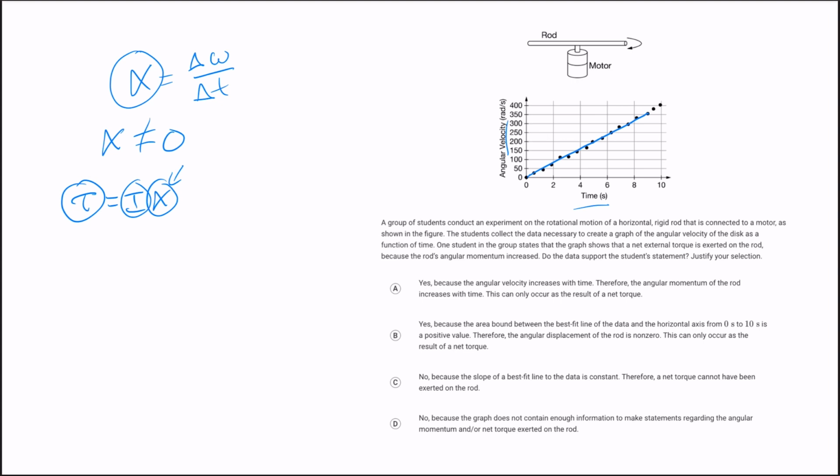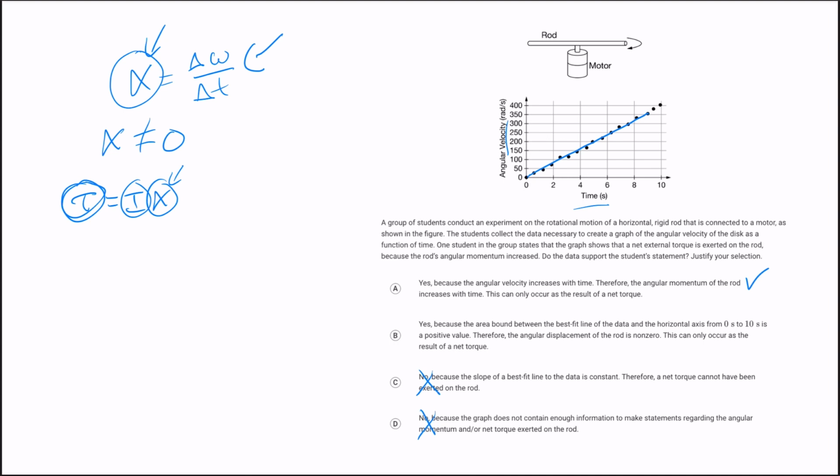Let's see what the answer choices are. So first off, C and D both say no. There's no net torque. The student is wrong saying that there's a net torque, so I'm going to cross those out immediately. A and B, let's read what we have. It says, yes, because the angular velocity increases with time, therefore the angular momentum of the rod increases with time. This can only occur as a result of net torque. Yeah, that's exactly true. And that kind of is what we're arguing here. We're saying that if velocity is increasing with time, then we have some positive acceleration, and therefore we must have some positive torque. Great.